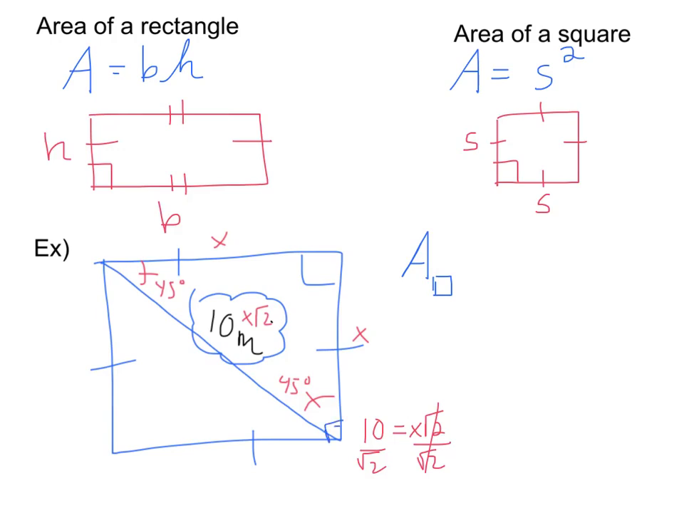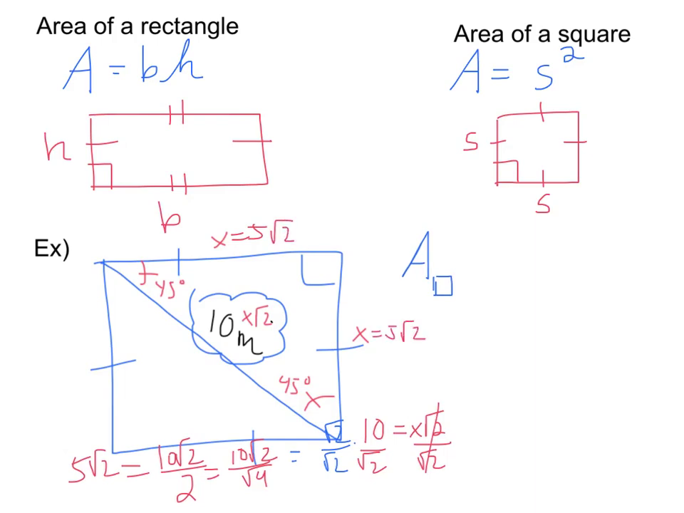I will multiply numerator and denominator by square root of 2. That's known as the number 1. I will have 10 root 2 over root 4. The square root of 4 is 2. I've got 10 root 2, take half. So I end up with 5 root 2 on each of the legs of this isosceles right triangle.